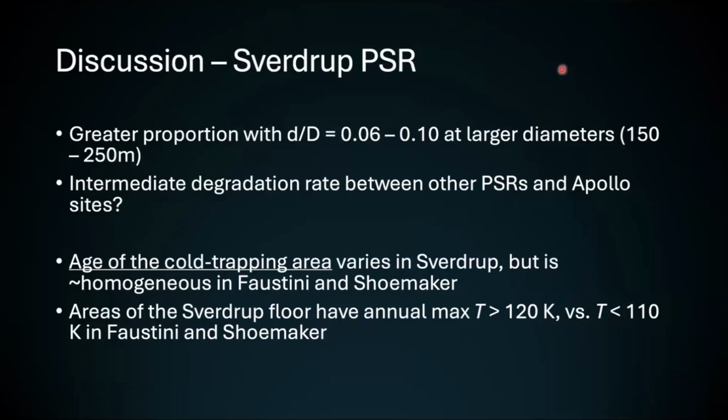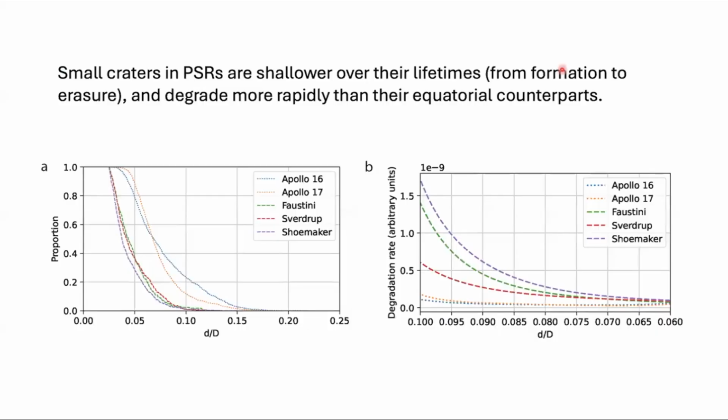Okay, and then I don't think I pointed this out, I apologize, but when we're looking at the inferred degradation rate, probably go back. Just gonna flip that really quick. Yeah, so I don't think I pointed this out, but Faustini and Shoemaker, their degradation rates are sort of up here and kind of together, and then Sverdrup is sort of intermediate.